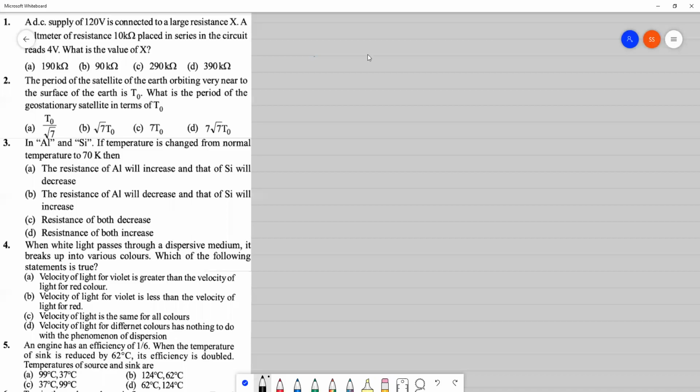Hi everyone. In this lecture, we are going to solve a full-length new pattern JEE Mains paper based on NTA pattern. So we will start solving this paper.